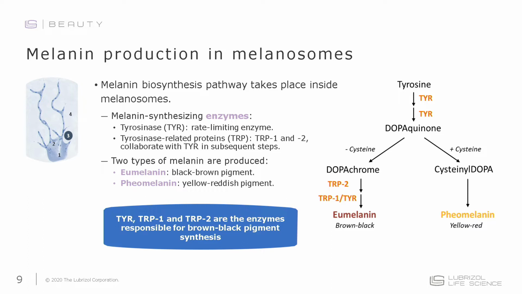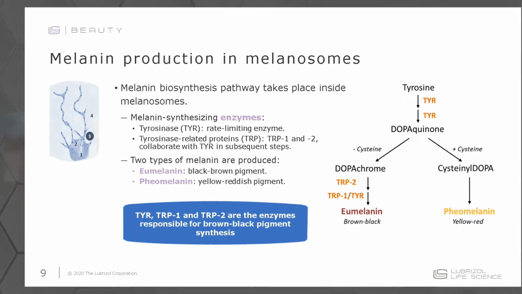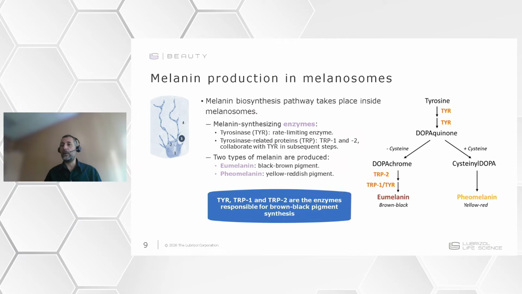There are different enzymes that are absolutely required for the melanin synthesis in the melanosomes. Probably the most well-known is the tyrosinase, which will transform the tyrosine into dopaquinone, and it's the key enzyme in the first two steps of the melanin synthesis. Then, in addition to the tyrosinase, we also have the tyrosinase-related protein 1 and tyrosinase-related protein 2, TRP1 and TRP2, that will be present in the transformation of the dopachrome to eumelanin.